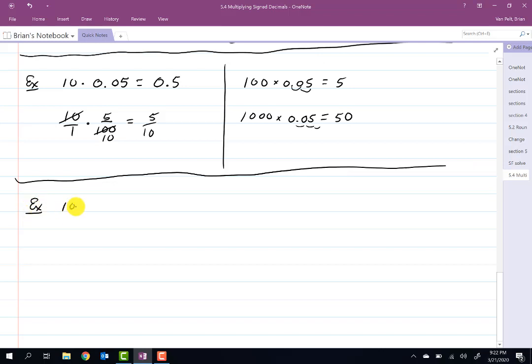Here we're going to do 10,000 times 0.01354. Now, this 10,000 is going to move the decimal right 4 places, same as the number of zeros. So that means it's going to take this and go 1, 2, 3, 4, and we'll end up with 135.4.